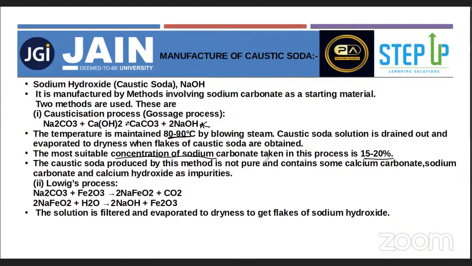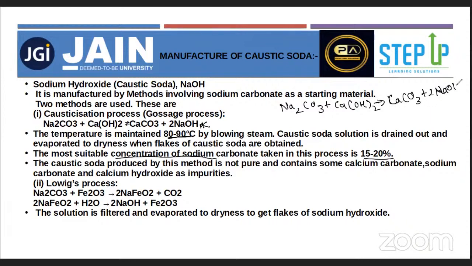Gaussig's process reaction is Na2CO3 plus Ca(OH)2. This is sodium carbonate plus Ca(OH)2, which is slaked lime. So what does this form? This forms CaCO3 plus 2 NaOH.